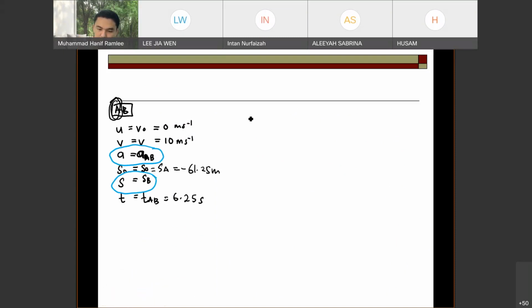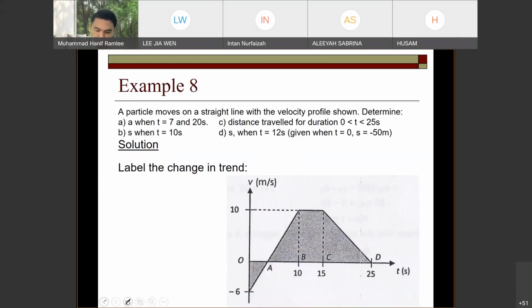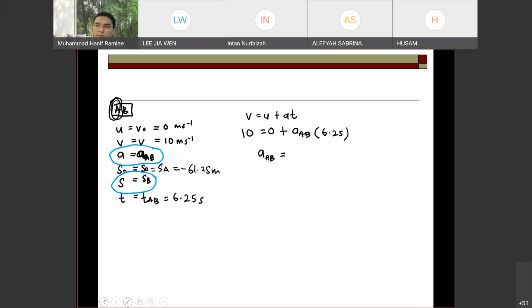You have V equal to U plus AT. Okay, substitute all that information. V is 10, U is 0, plus AT. A is AAB, the T is 6.25. And you will have AAB. So the AAB is 1.6 meter per second square.